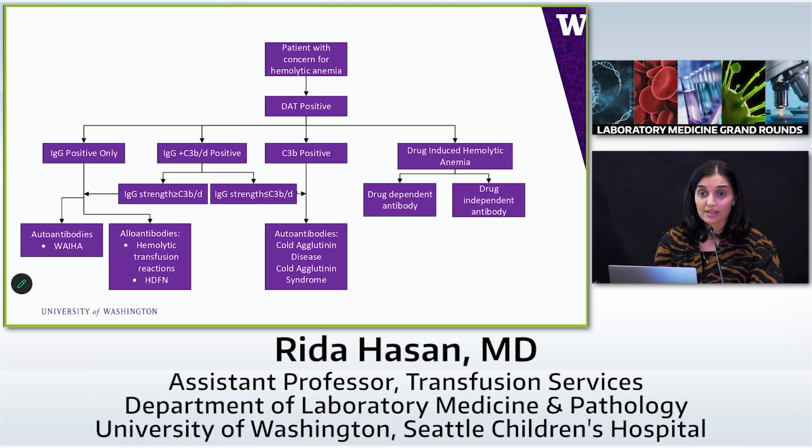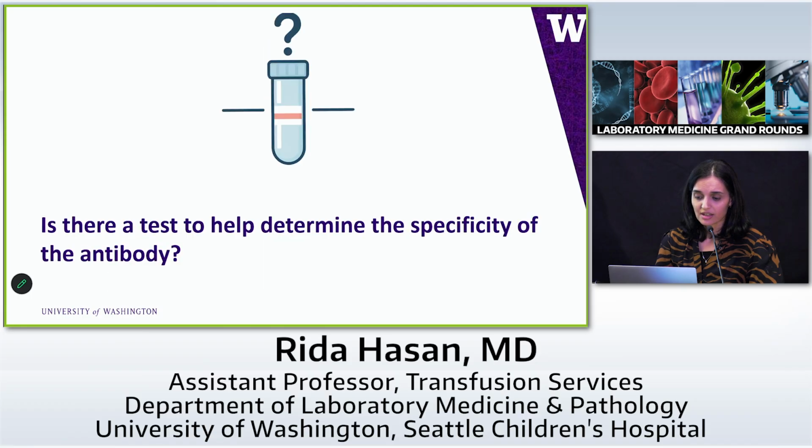So you can see that with a positive DAT, your differential is still pretty broad. You have it diagnosed, but you haven't exactly diagnosed what kind of hemolytic anemia your patient has. Based on a positive DAT alone, a WAIHA would respond to steroids, but all of the other things on the differential potentially won't. So then you have to ask yourself, is there a test that can help me determine the specificity of this antibody?